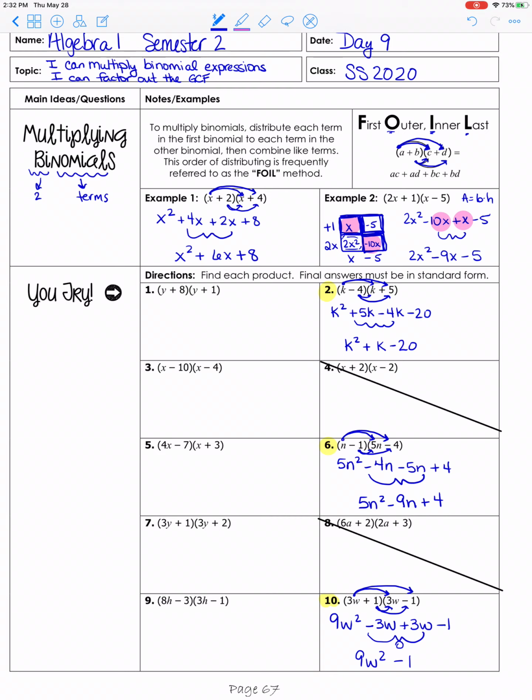All right, your independent practice is the odd problems on this page. You can pause the video now and get them done before moving on, or you can come back to it at the end, whichever works better for you.